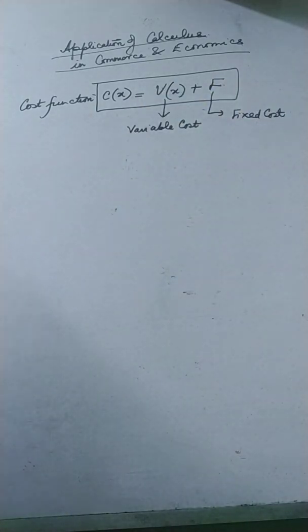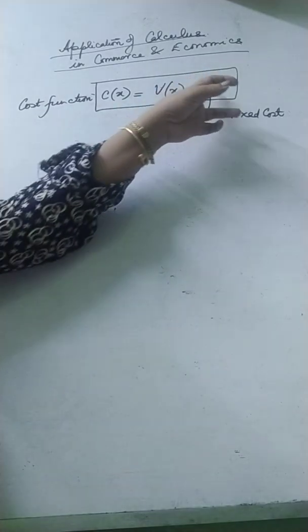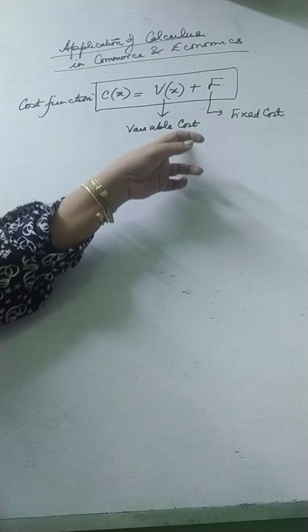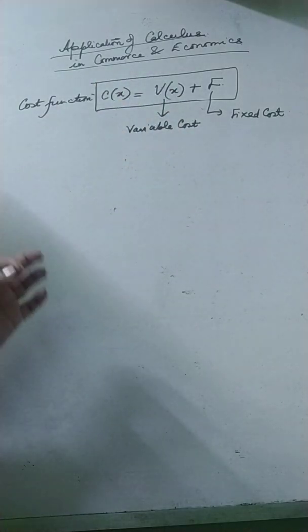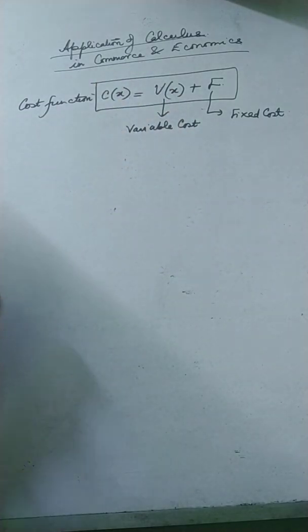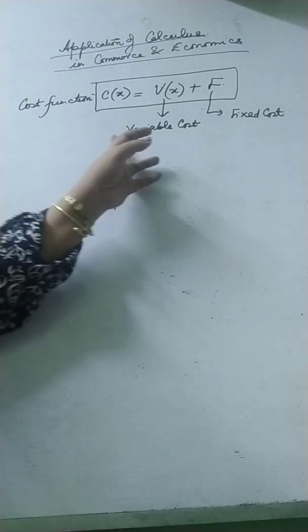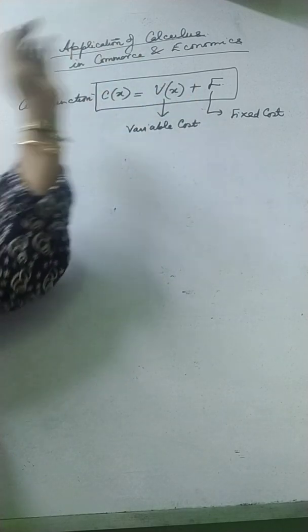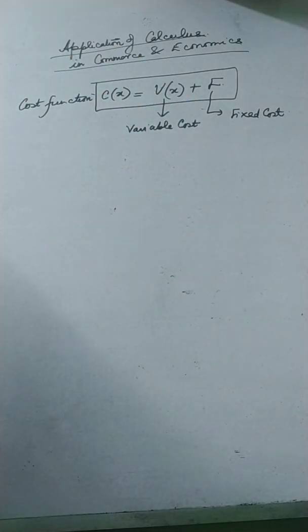Okay, so as you can see, notice something. I've written simply F over here. I've not written F of x, whereas here I've written V of x. V(x) doesn't mean V into x, it means V, which is a function of x. Why is it a function of x? Because it is a variable cost. Variable in the sense because it depends on the number of units that you are going to manufacture and sell in the market.